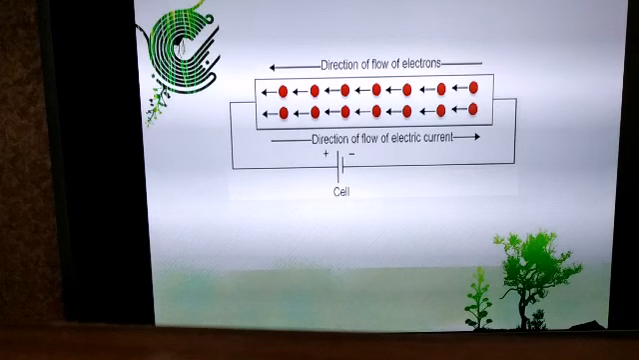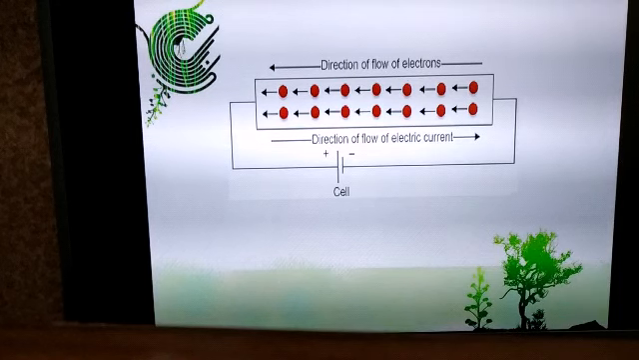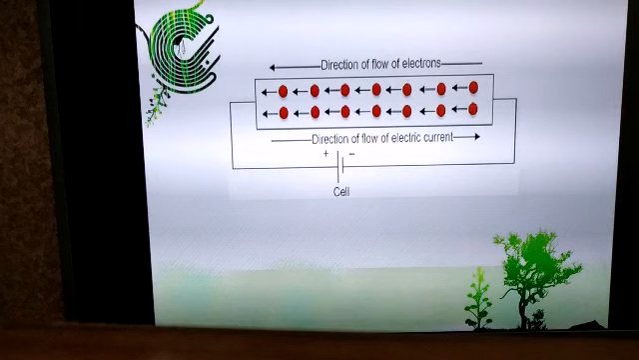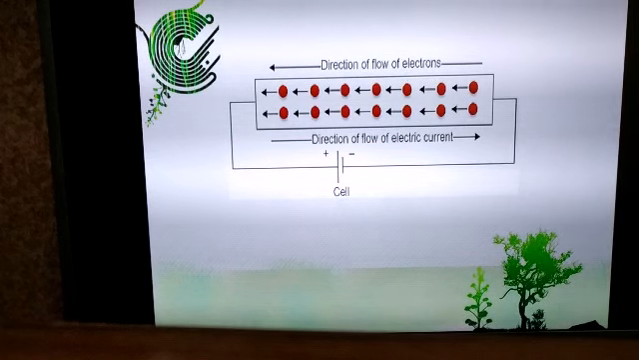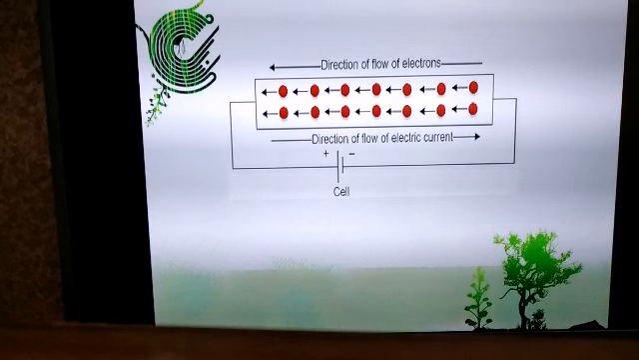That means the electrons will start moving with a greater speed when there is a battery connected in the circuit. Normally, when the electric current is less, the average drift speed is very less, and normally the average drift speed when the current is very small is considered to be 1 millimeter per second. That is, the electrons move 1 millimeter in 1 second.